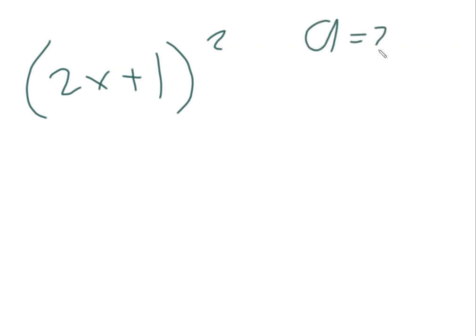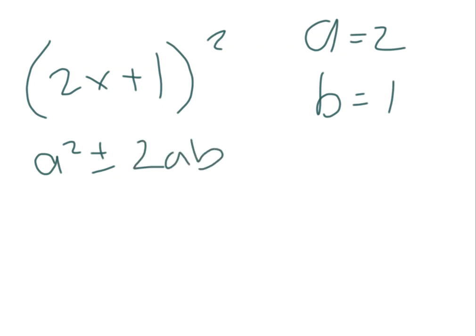Let's do 2x plus 1 squared. So we want to turn that into the other form, or expand it. First, what you have to do is figure out what your a and b are. So we know our a is 2 and b is 1. So how we do this is we'll write down our formula, a squared plus or minus 2ab plus b squared. So you just plug in, really.